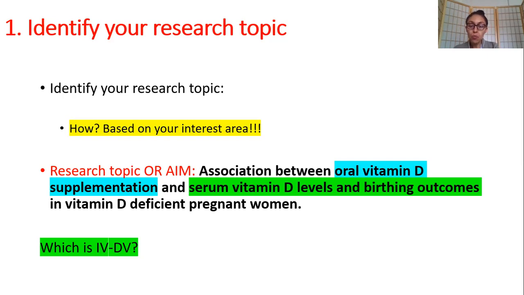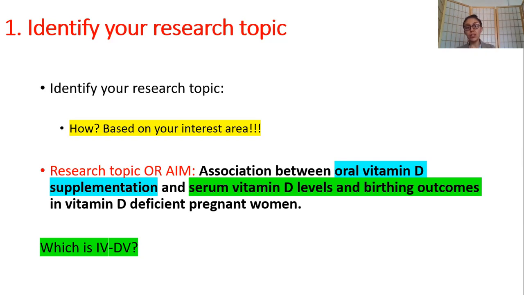But what I would like to say is that the very basic thing which you should remember in writing a good aim is that your aim covers your independent variable, it covers your dependent variable, and it covers your target group. All right. What are your IVs and DVs? I hope you can figure it out. If not, we will be covering that in the coming slides. So the first thing for you is to understand what you are doing a systematic review on.